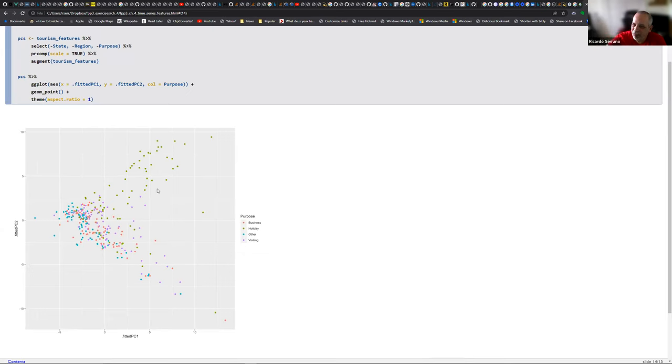So this graph is telling you that holiday is kind of a separate animal, in that sense. So you should be careful when you merge it with other purposes.